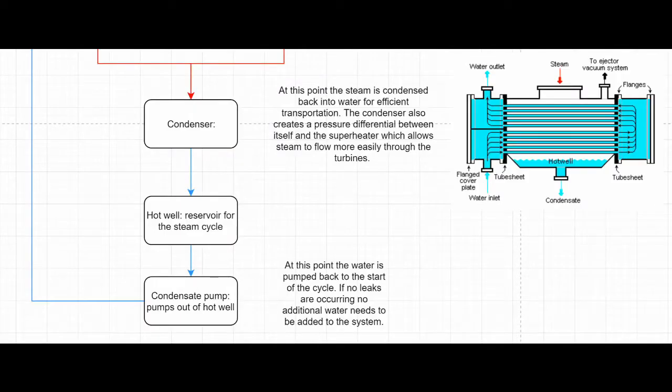At this point, the steam is condensed back into water for efficient transportation. The condenser also creates a pressure differential between itself and the superheater, which allows steam to flow more easily through the turbines. At the end of the cycle, the water is pumped back to the start of the cycle. If no leaks are occurring, then no additional water needs to be added to the system.